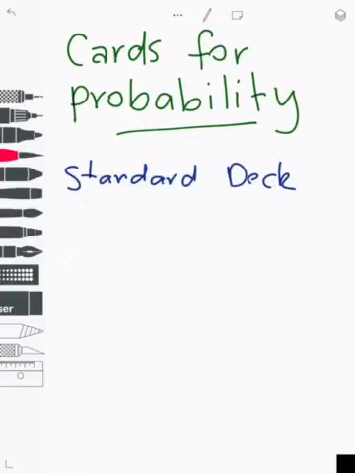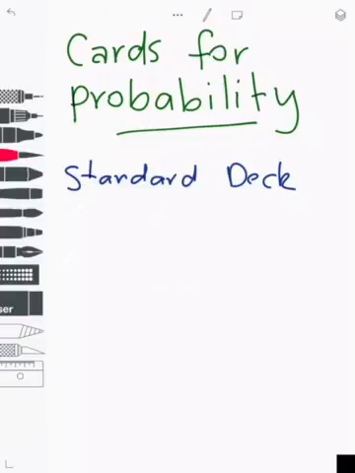Now, in most probability questions for mathematics, we use a standard deck of cards to show or to test probability. The reason why we use a standard deck of cards for a lot of probability questions is because it's an internationally recognized set of standards.